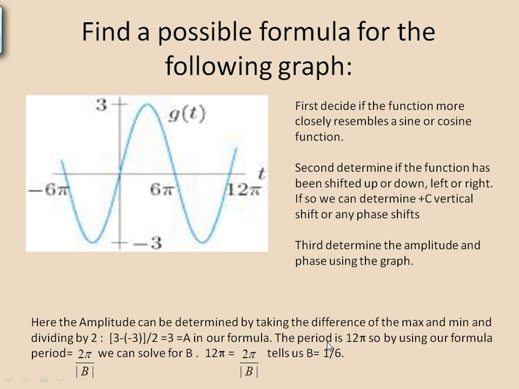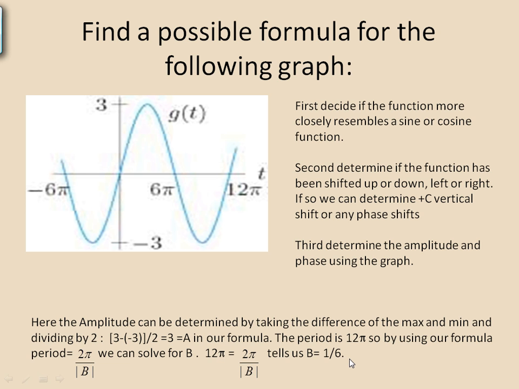What about the period? Here, our period is 12 pi. That's how long it takes to complete one cycle of the sine graph. So using that, we can solve for B for our general equation. The period is 12 pi, and by using the fact that the period equals 2 pi over the absolute value of B, we can solve for B. So if 12 pi equals 2 pi divided by B, we can multiply the B up to the left and divide the other side by 12 pi, and that will tell us that B equals 1/6.